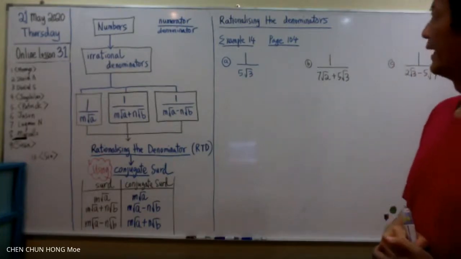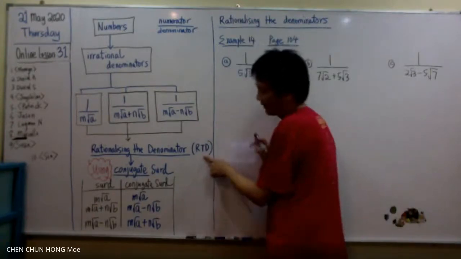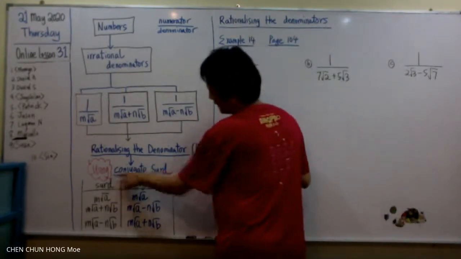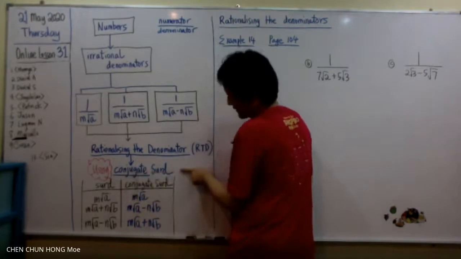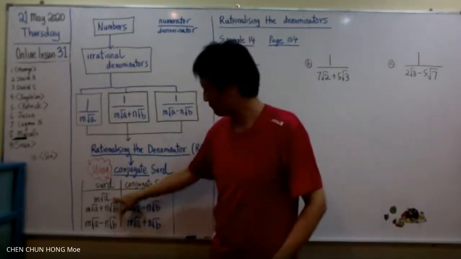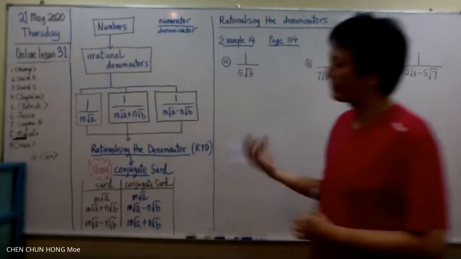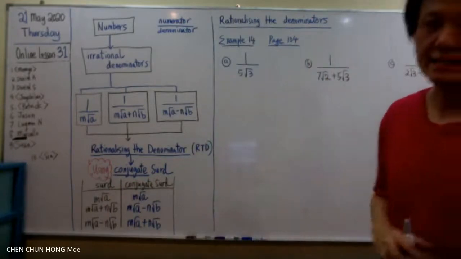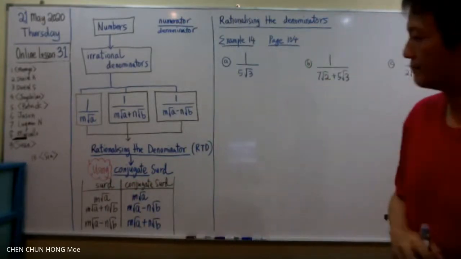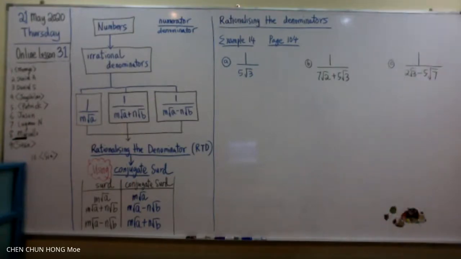Now, the method to do RTD is by using the conjugate, they call it the conjugate surd. You need to remember this: for m square root a, the conjugate is m square root a, because by doing so we are getting rid of the radical symbol, the radical term. I can show you again later, maybe with numbers it will be easier to understand.